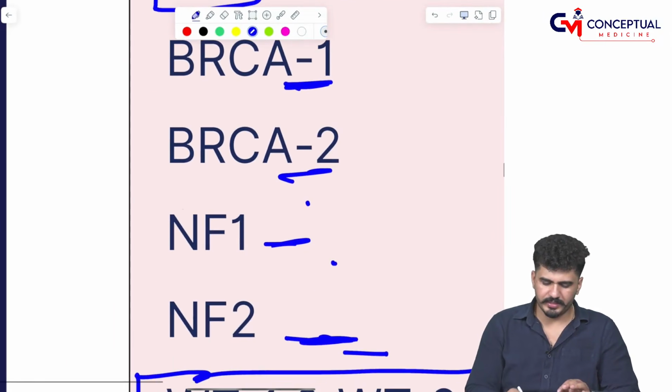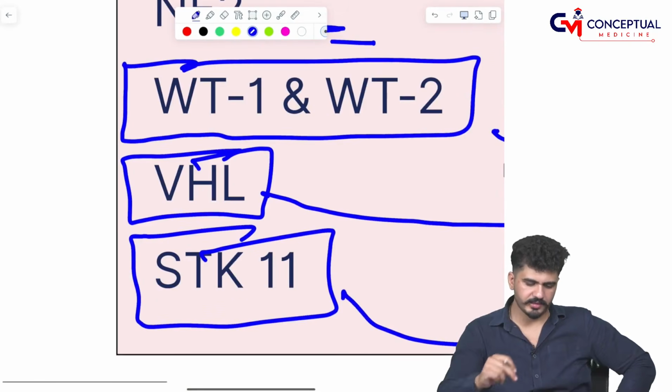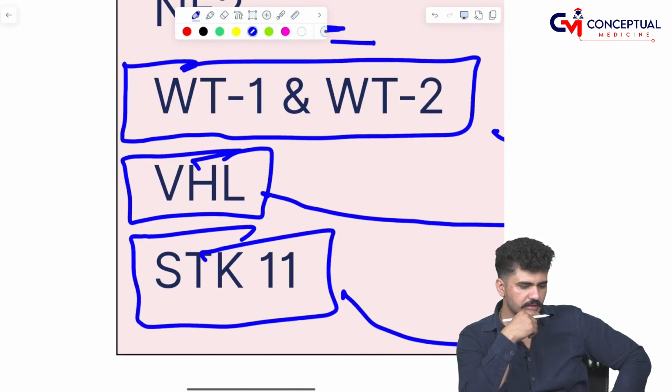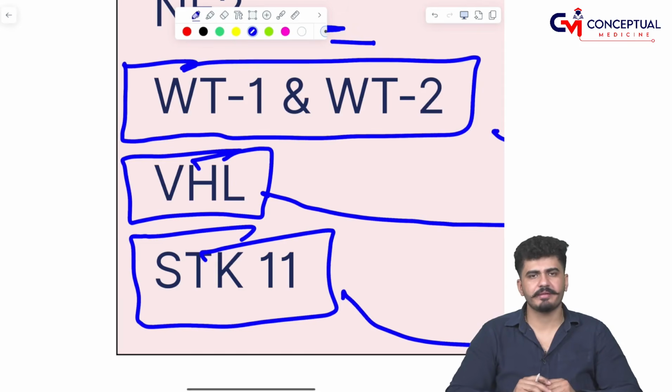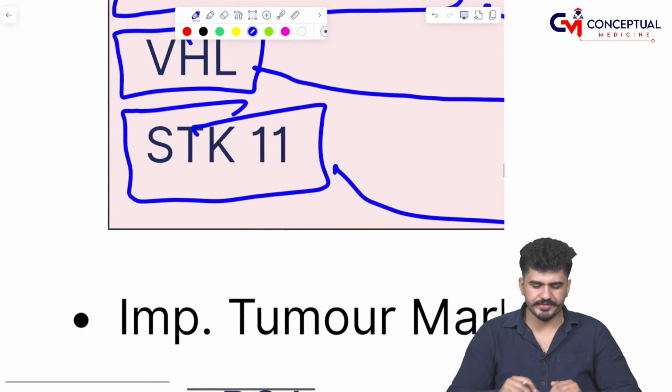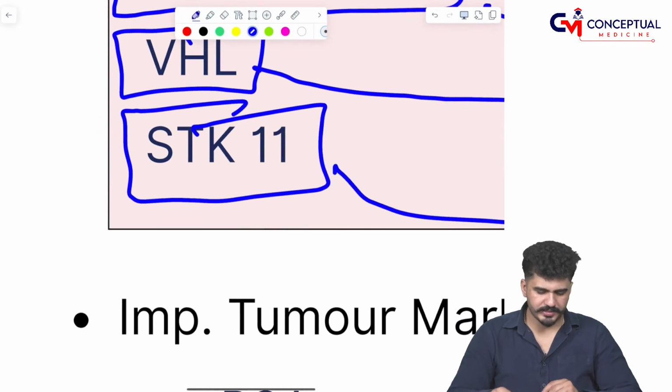Neurofibromatosis 1 is associated with neurofibromas. My other question is VHL. Von Hippel-Lindau, VHL, is associated with clear cell cancer of the renal cell. STK11 is associated with Peutz-Jeghers syndrome.